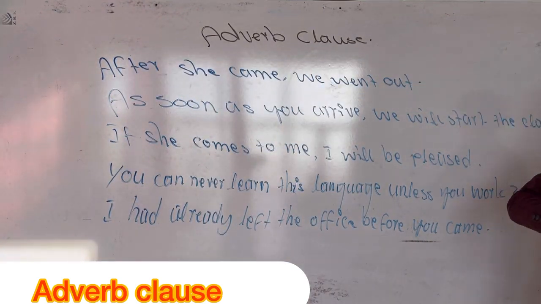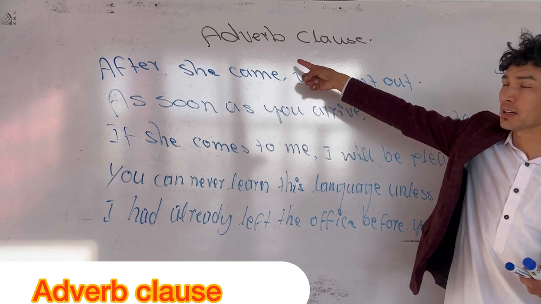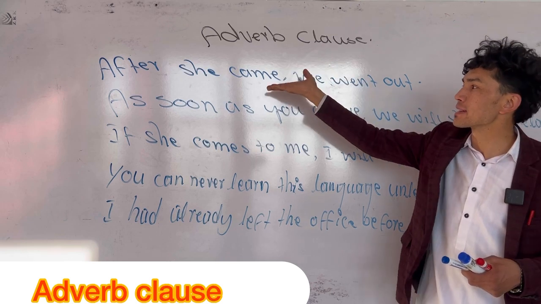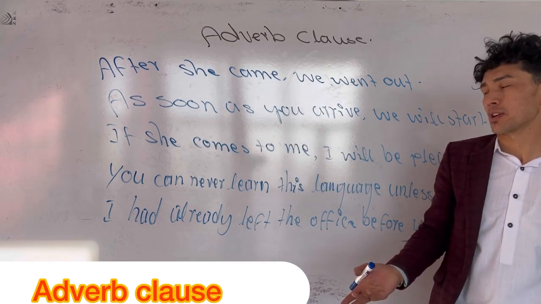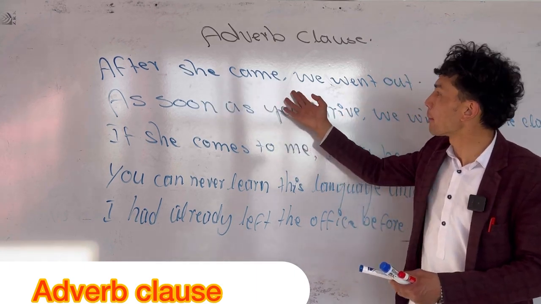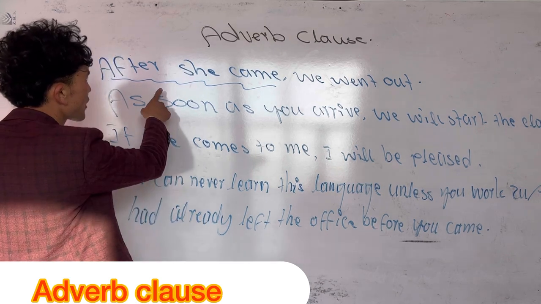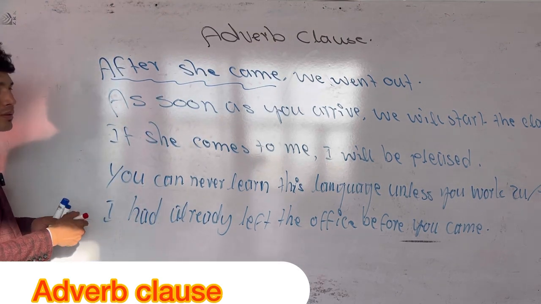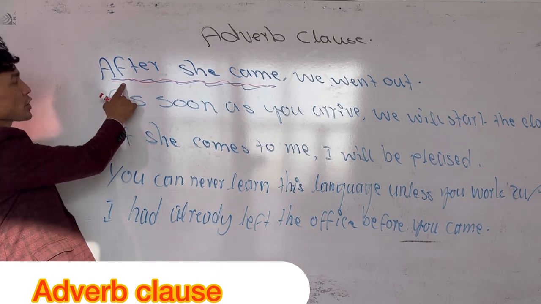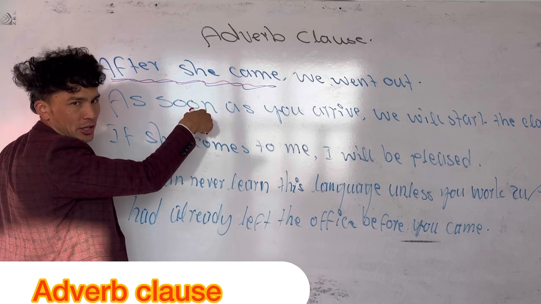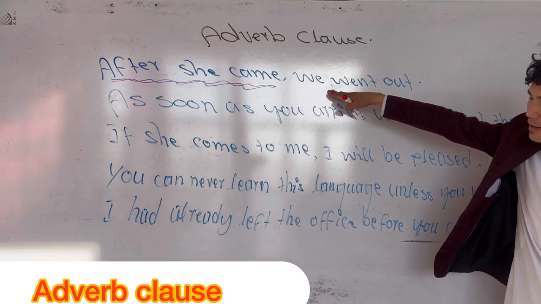We're talking about adverb class. Now, as I told you, adverb class is the group of words which has subject and verb, cannot stand alone, and functions as an adverb in a sentence. It shows how an action happens, why an action happens, where and when an action happens. After you came, does it give a complete sense? No. So after you came is an adverb class, which is used to show the time when an action happens. Understood?